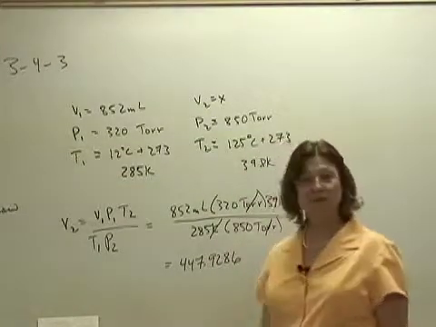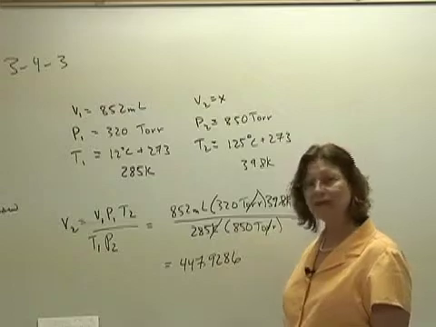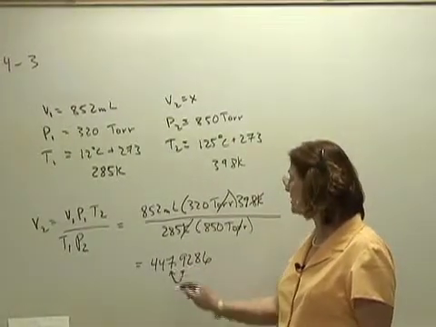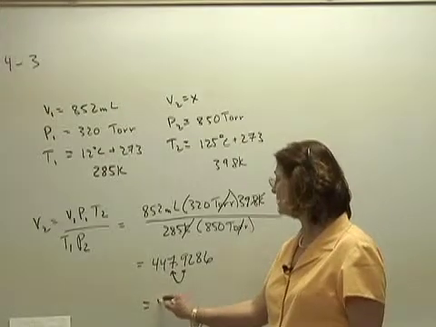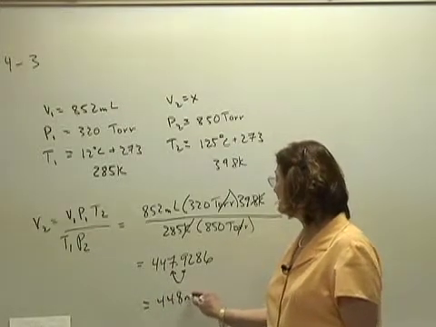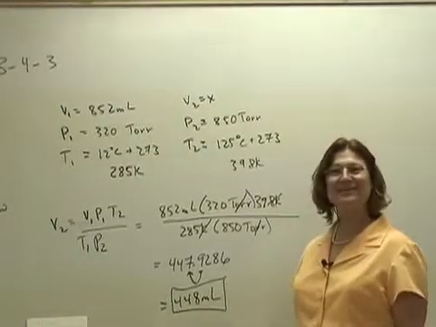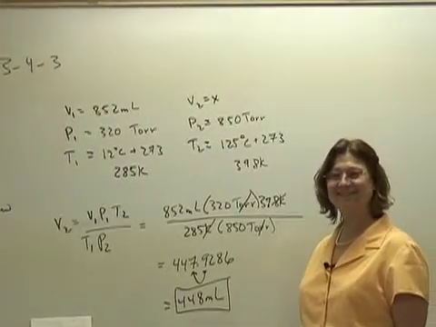447.9286. I look back to my original problem and I need 3 significant digits. I look at the 9 and it rounds the 7 up. And therefore my final answer is 448 milliliters. And that's how you do the combined gas law.